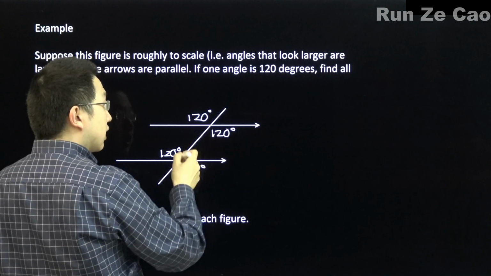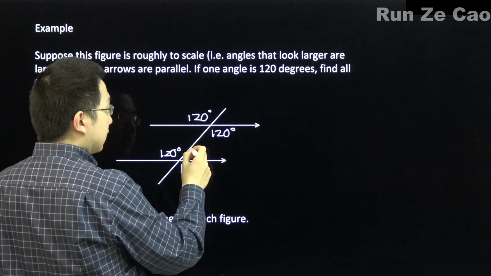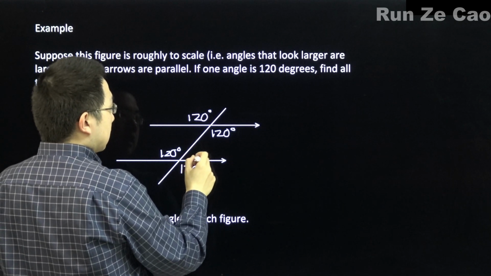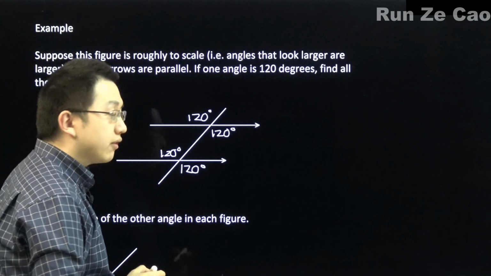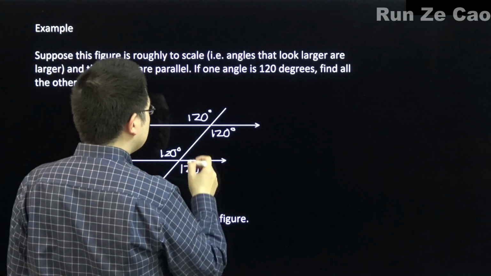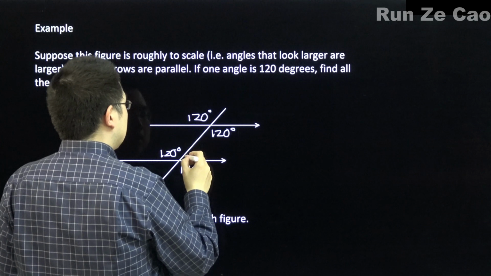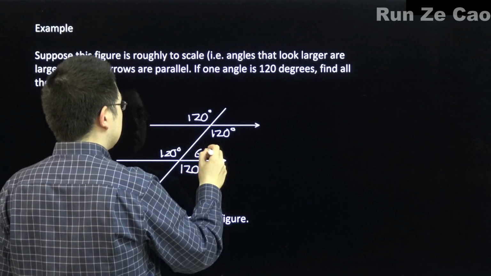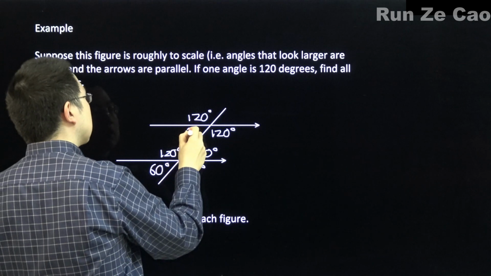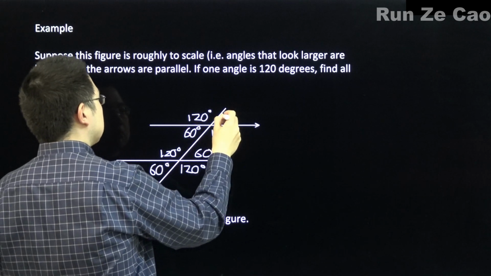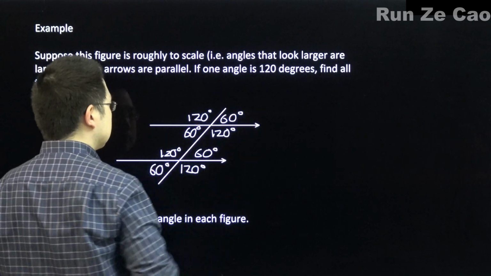Yeah, that's a property of parallel lines. The interior angles that are on the same side of the transverse add up to 180 degrees. So, 60 degrees, 60 degrees, 60 degrees, 60 degrees.